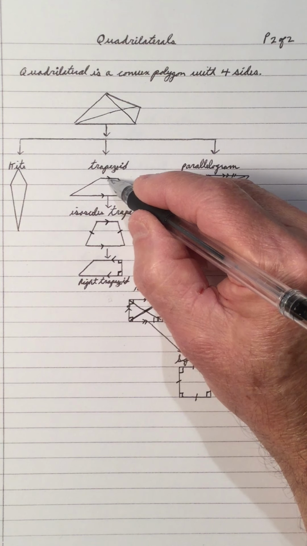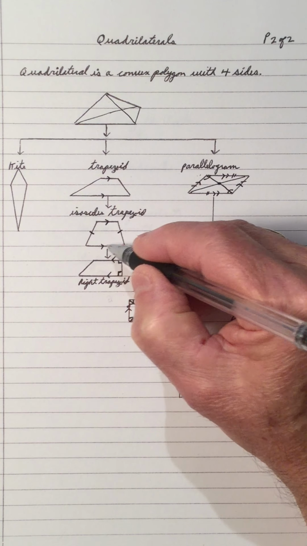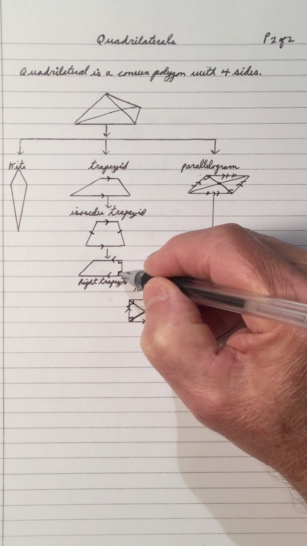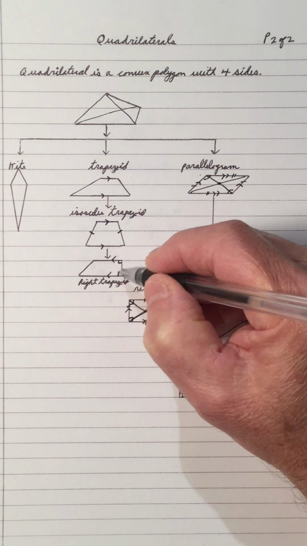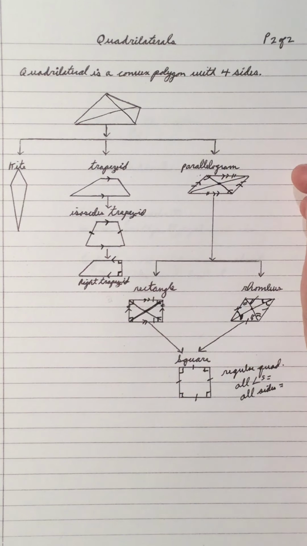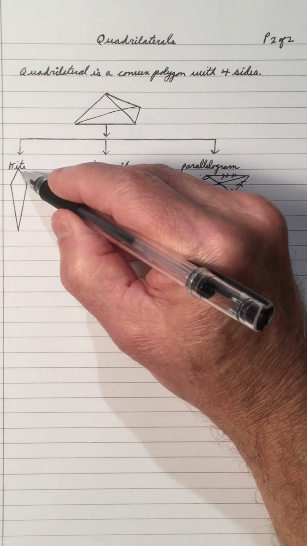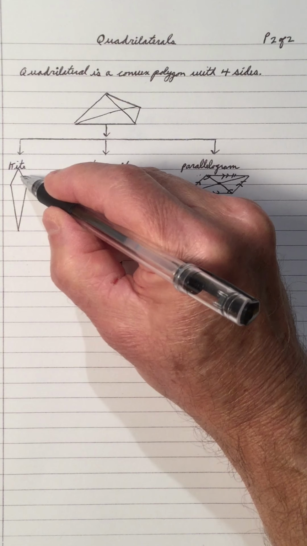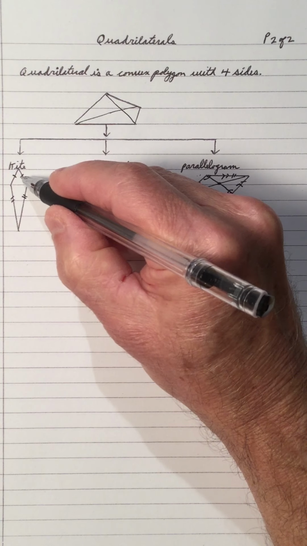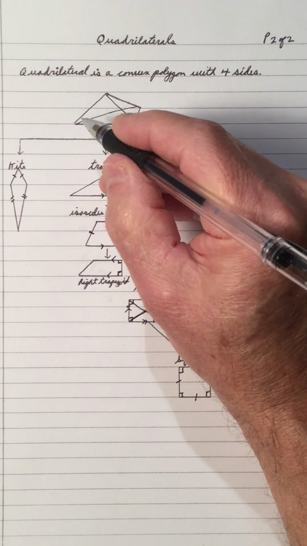So note, the trapezoid has one pair of opposite sides parallel, but a right trapezoid has a right angle, and an isosceles trapezoid has the legs equal. And the other quadrilateral, the last one to discuss, is a kite. And a kite has adjacent sides equal. There they are. These adjacent sides are equal, but none of the sides are parallel to each other.